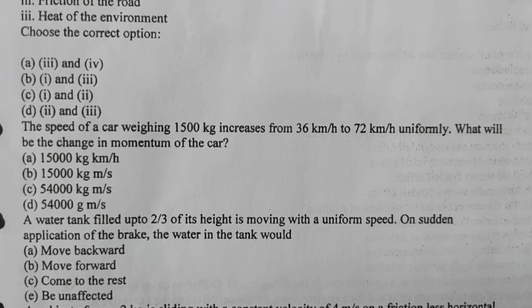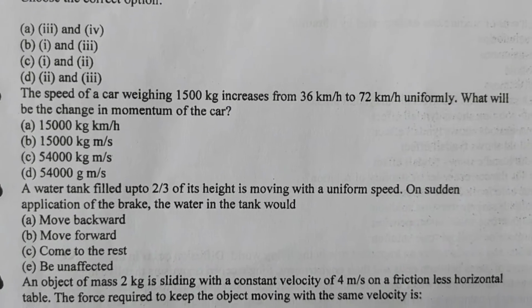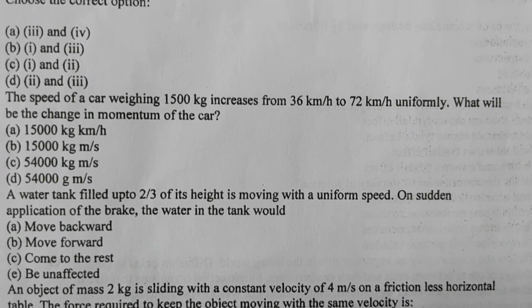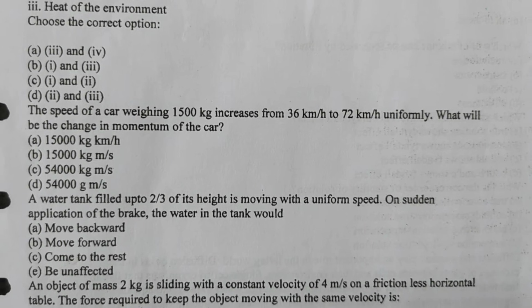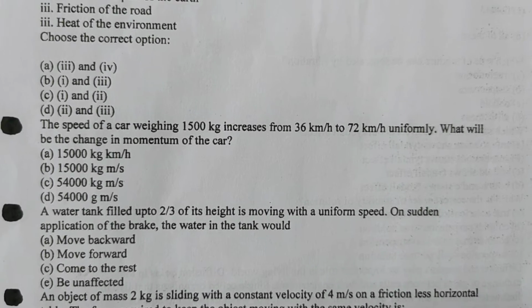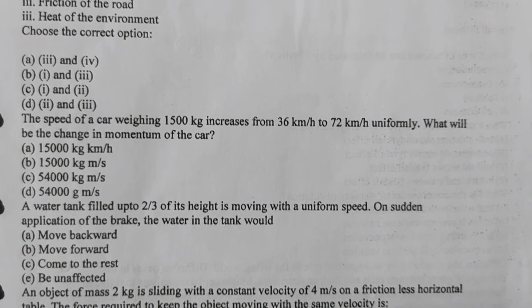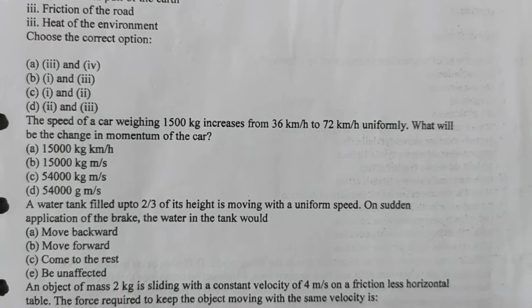The first MCQ today is, the speed of a car weighing 1500 kg increases from 36 km per hour to 72 km per hour uniformly. What will be the change in momentum of the car? We know momentum is mu and mv here, initial momentum mu, final momentum mv, but you are going to find change in momentum, that is mv minus mu.